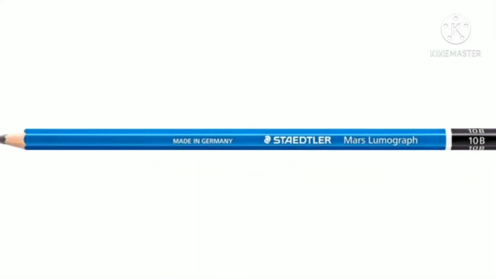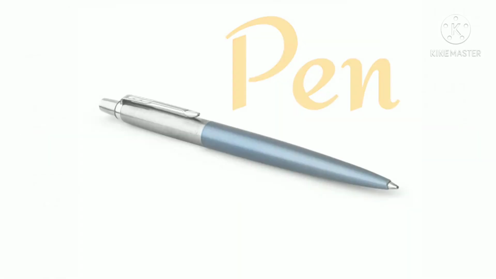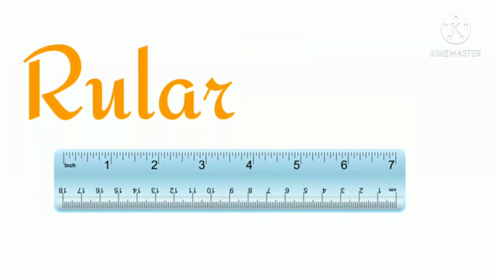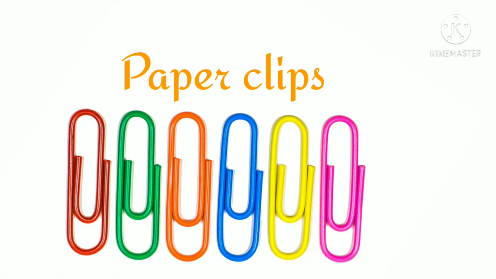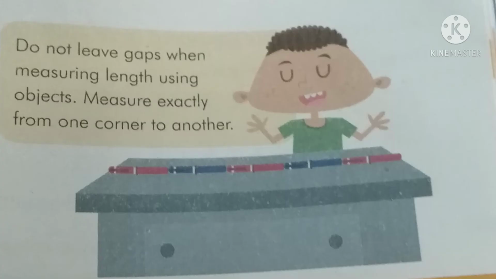We can also measure objects using other small objects like pencils, pens, rulers and paper clips. Here a boy, Adarsh, is measuring the length of the table in pens. The table is 5 pens long.